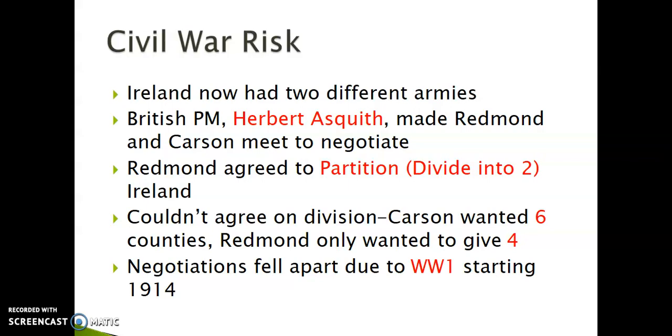So how does this stop? Well, negotiations fell apart due to World War I starting, when Germany invaded Belgium in August 1914. Britain was forced to declare war, and World War I had officially begun. It was decided to postpone Home Rule until after the war, but Redmond and Carson urged their volunteers to join the British Army, and as we know from later on, Irish history would change forever.